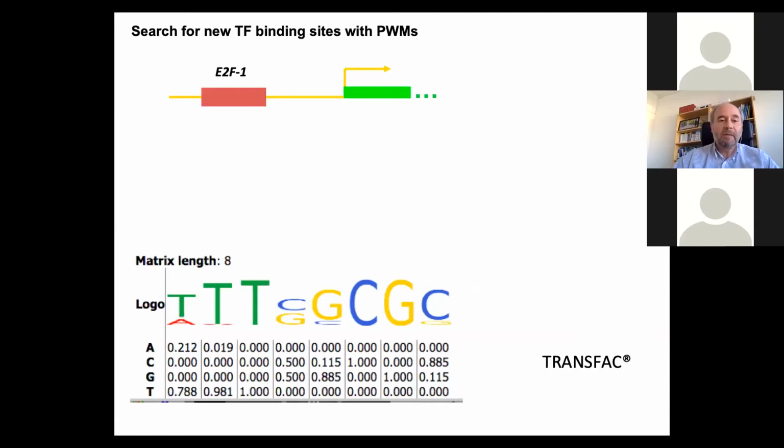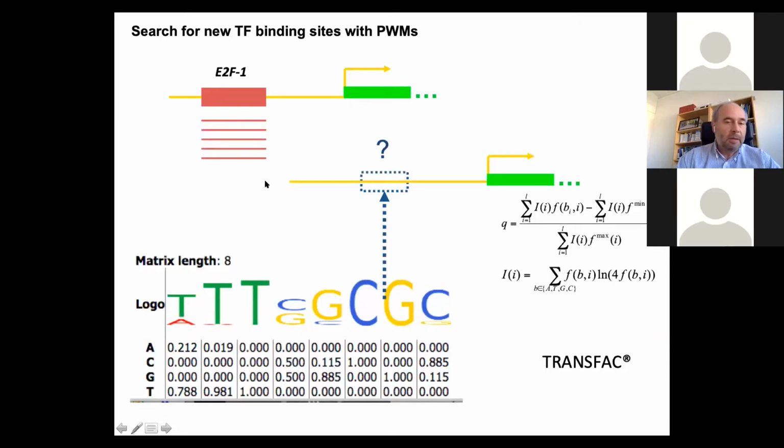If we have a matrix like this in TRANSFAC, then, as you know, this matrix was in most cases built by collecting known sites for one transcription factor, say E2F1, and then the matrix is calculated based on the frequency of nucleotides observed in particular positions of those sites. When the letter is high, that means that in this position, say, C or T was always observed in the real sites for E2F1.